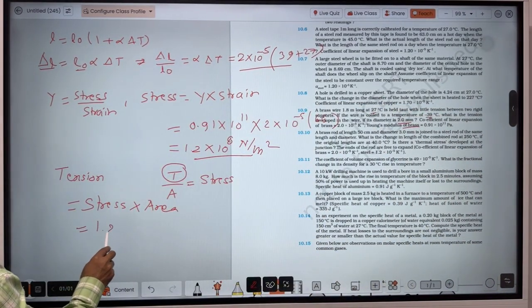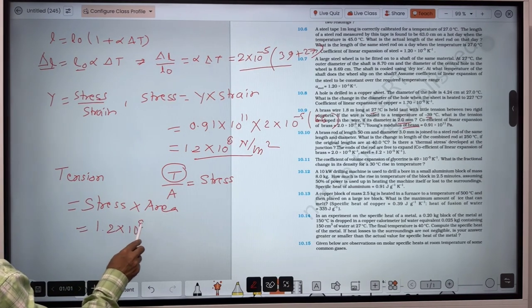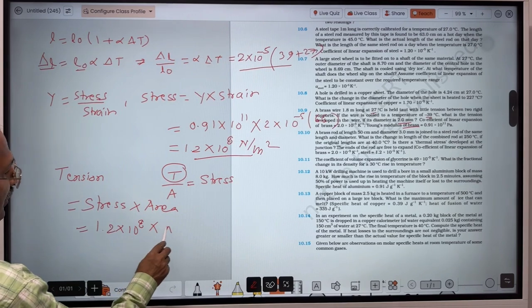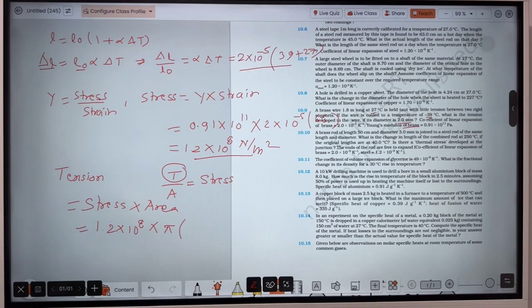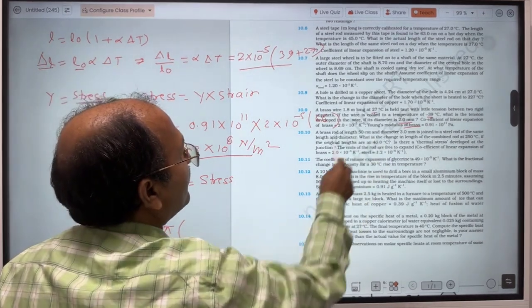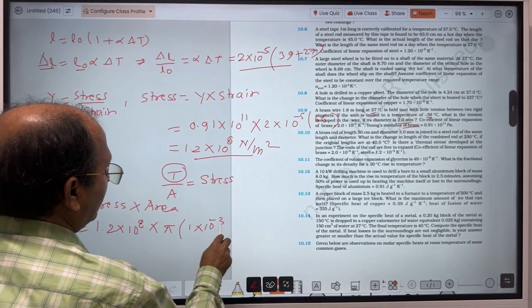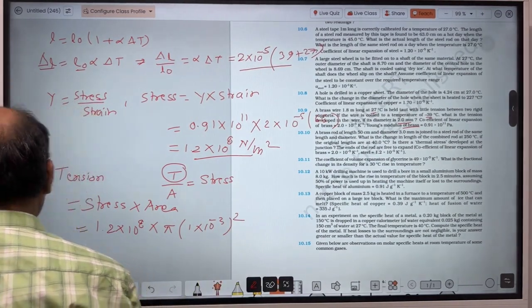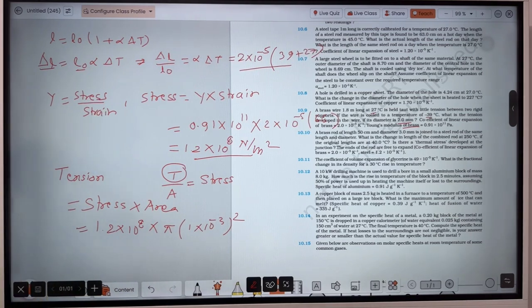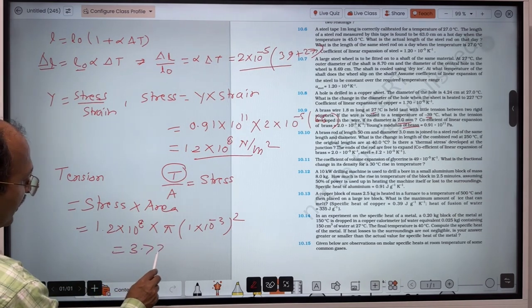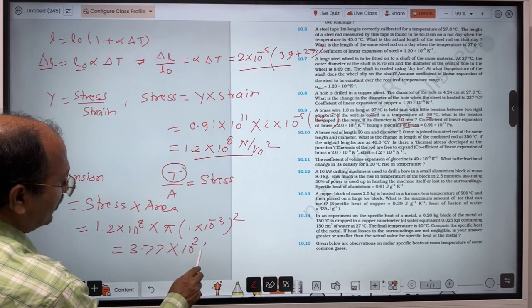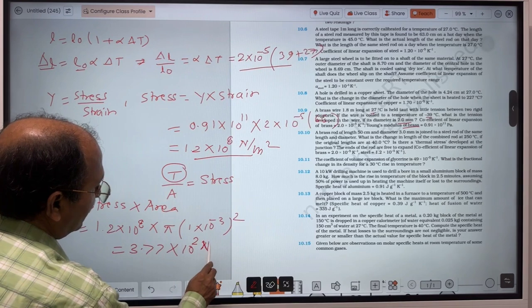So we can put the values: 1.2 into 10 to the power 8, multiplied by area, pi into radius squared. The diameter is 2, so the radius is 1 into 10 to the power minus 3, whole square. Now evaluate it. What will you get? You will get 3.77 into 10 to the power 2 Newton.